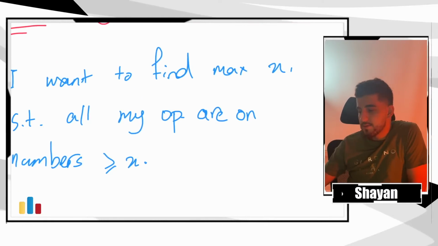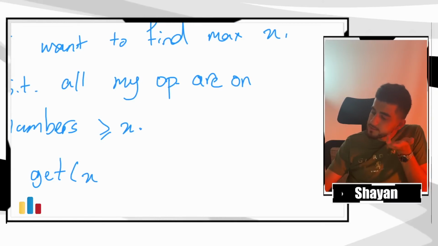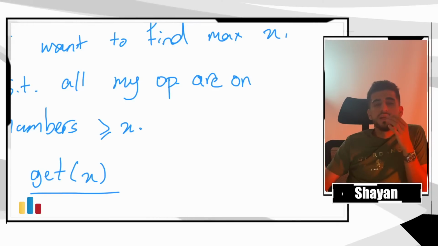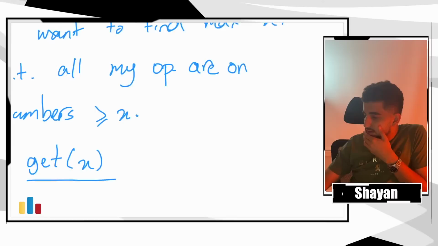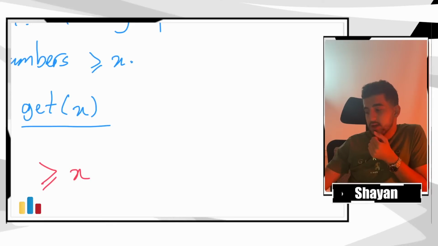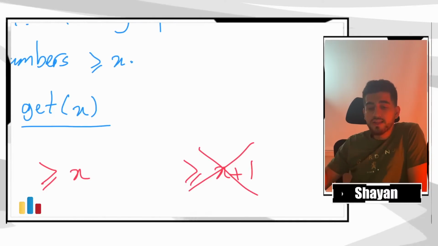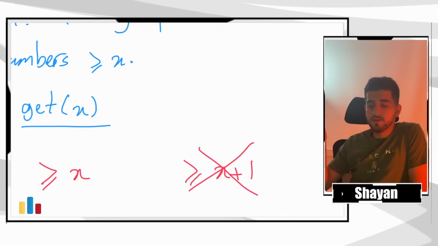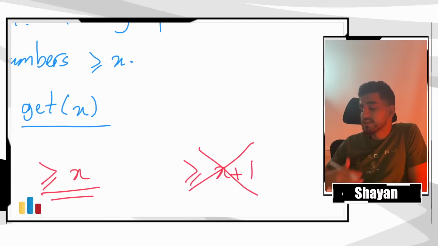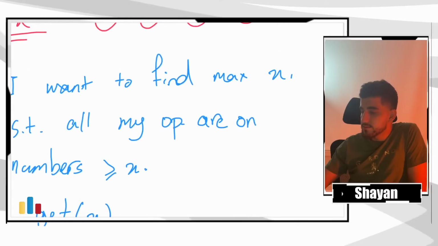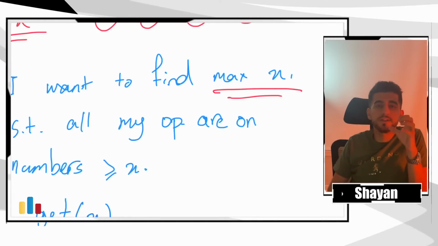So anyway, I want to find the maximum x such that all my operations are on numbers greater than or equal to x. So for each x, I have some get of x that tells me how many times I can do an operation where my number is greater than or equal to x. The point is that if I find the maximum such x, I can be sure that all the numbers I choose are greater than or equal to x, but not all of them are greater than or equal to x plus 1. Otherwise, that value instead of x would be x plus 1. I know that x is the maximum number such that all my operations are greater than or equal to x. So it's not x plus 1. x must be as large as possible. So I want to find the greatest possible x such that when I choose a number, this number is always greater than or equal to x.